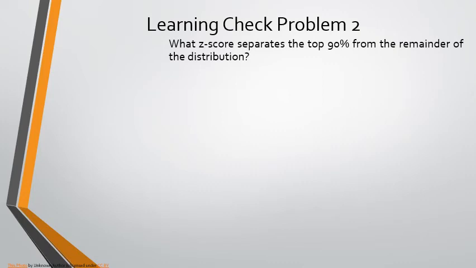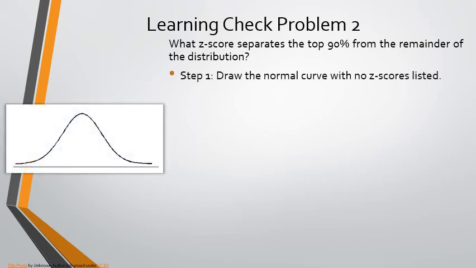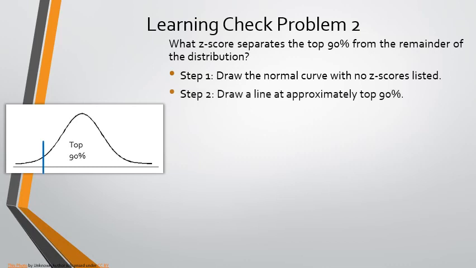Learning check problem 2. What z-score separates the top 90% from the remainder of the distribution? So you're going to draw the normal curve with no z-scores listed. You're going to draw a line at approximately the top 90%. The way I figured this out, I put my pencil on the far right of the curve and went left until I got what I thought was 90%. Remember, 50% is in the middle, so it's bigger than 50%. So I keep on moving the line left. So that's the top 90%.